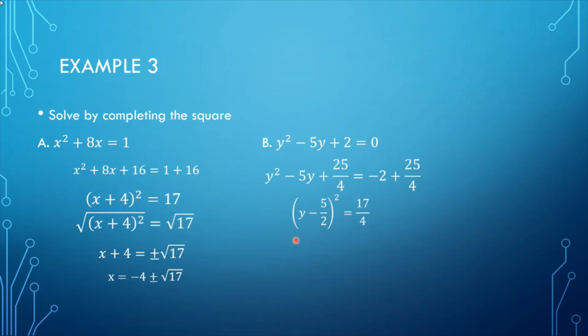Take the square root of both sides. Square root of 17 is square root of 17. Square root of 4 is 2. So that's why it's simplified there. The square root and the square cancel each other out. So next what we do is isolate the y, so we add 5 halves to both sides. So we end up with y equals 5 halves plus or minus square root of 17 over 2.